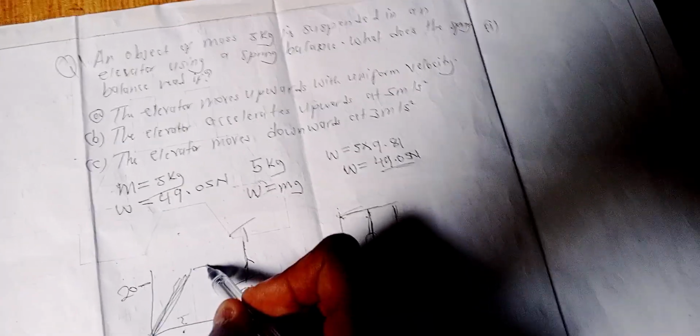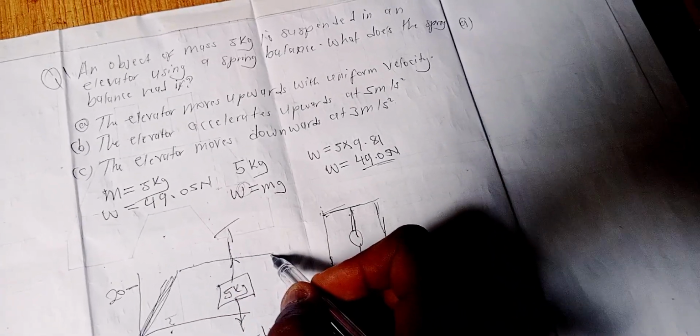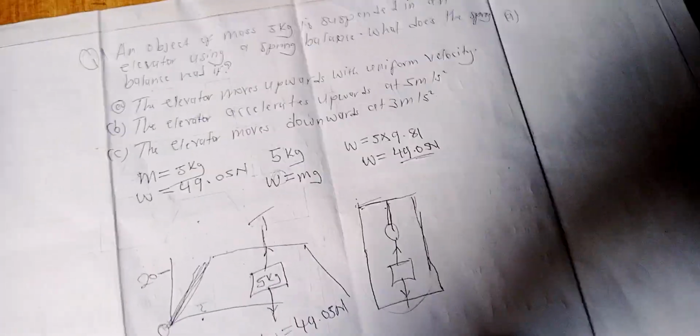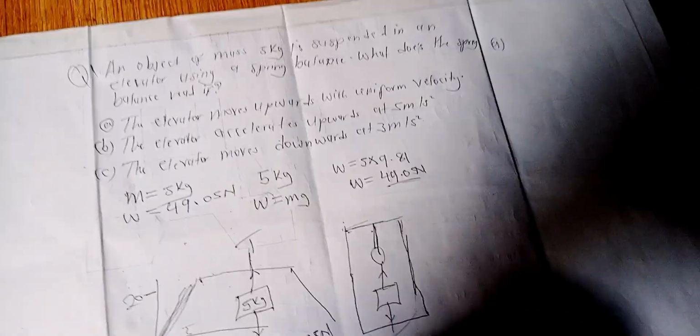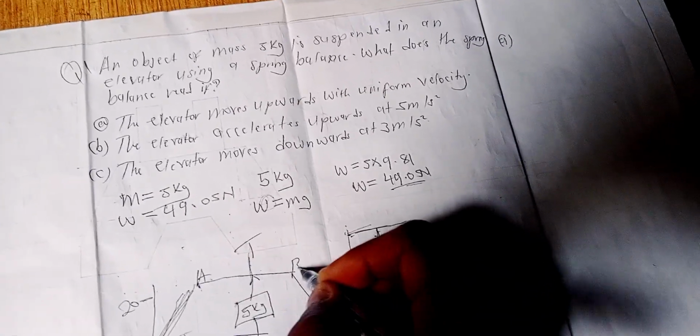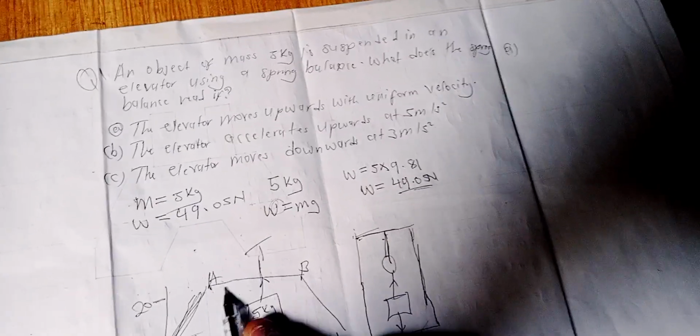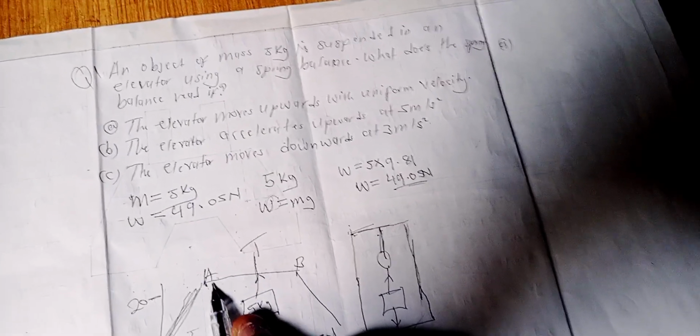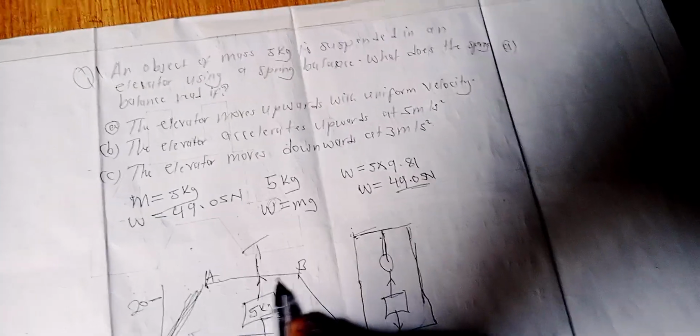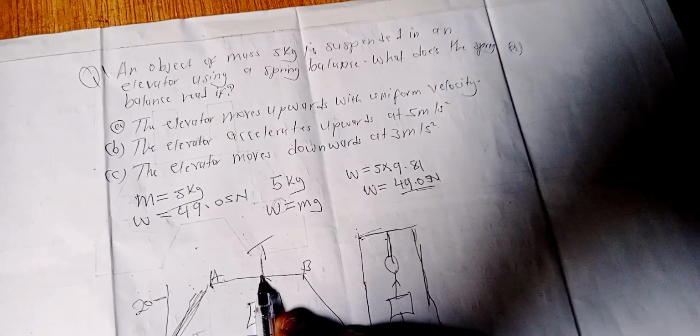When it moves somewhere here and it decelerates, this period from A to B is a uniform velocity. This is what we are talking about. And when you say this A to B is a uniform velocity, it means there is no acceleration here, meaning acceleration is equal to 0.